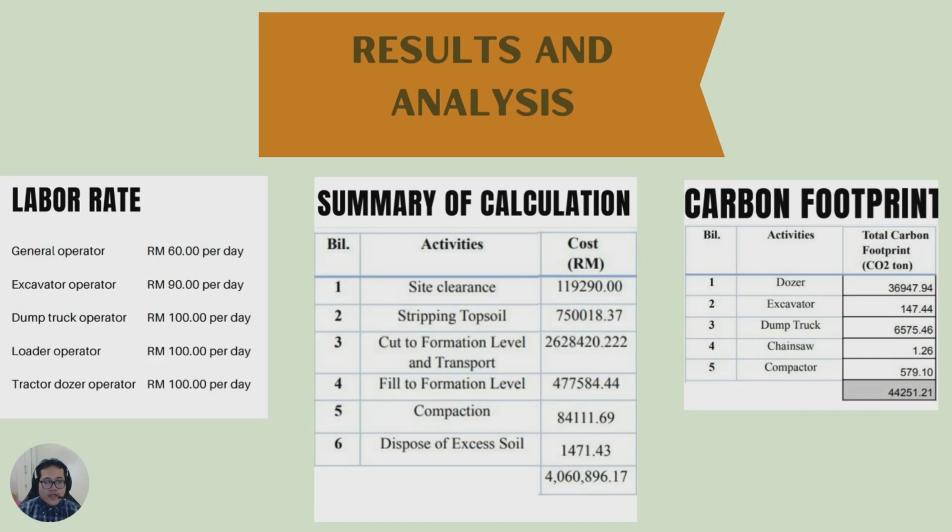Our group set the general operator, excavator operator, dump truck operator, loader operator, and tractor dozer operator costs from just the labor rate. The second one is the summary of calculation, which starts from the site clearance, stripping topsoil, cut to formation level and transport, fill to formation level, compaction, and disposal of excess soil. So this is the cost our group got, which is about 4 million 60,896 ringgit and 70 cent.